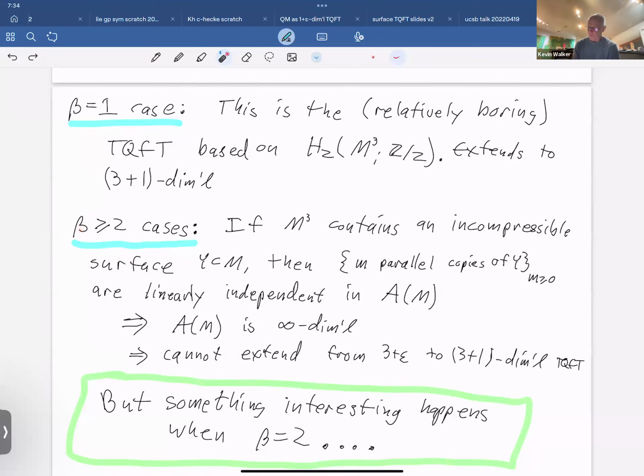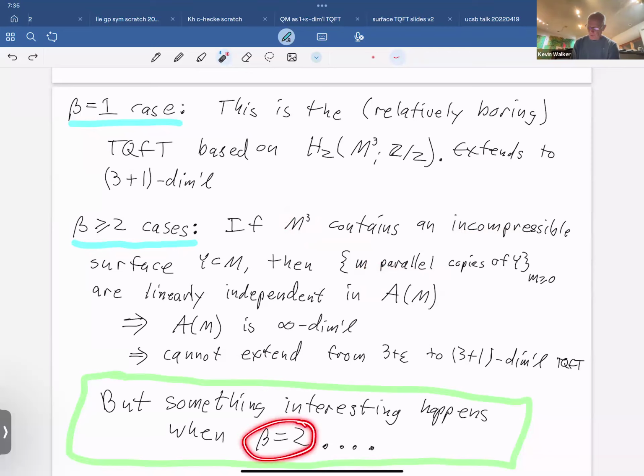If beta is 2 or larger, we're still going to have 3-manifolds where the skein module or the Hilbert space is infinite dimensional, and that means that we can't extend it to all 4-manifolds. Particularly, we can't extend it to that 3-manifold cross S1, because the answer should be the dimension, but if the dimension is infinity, that causes a problem. Particularly, if I have an incompressible surface in a 3-manifold, then I can take a bunch of parallel copies of it, and these relations I described above just can't simplify those parallel copies. So that's kind of disappointing.